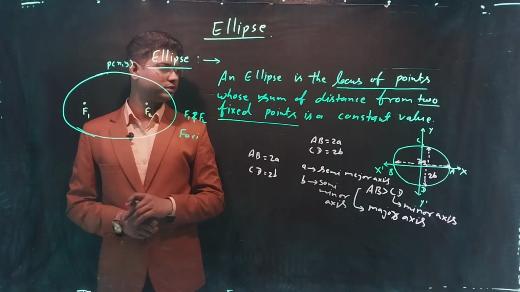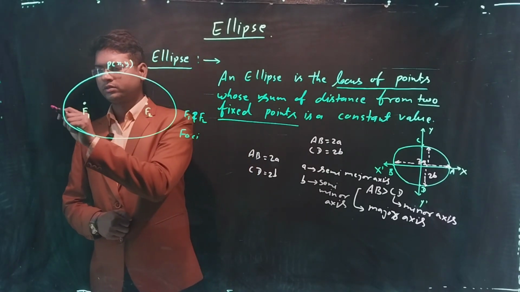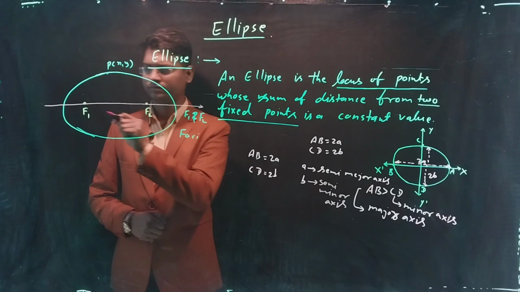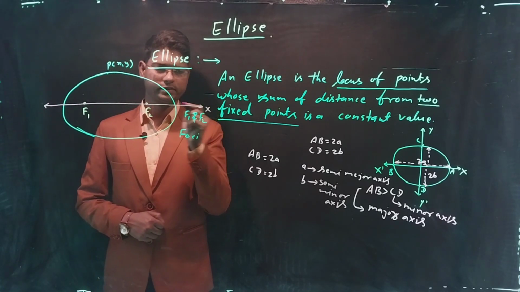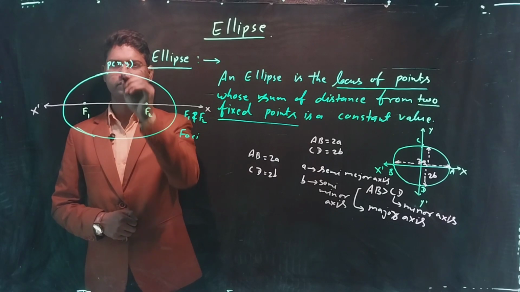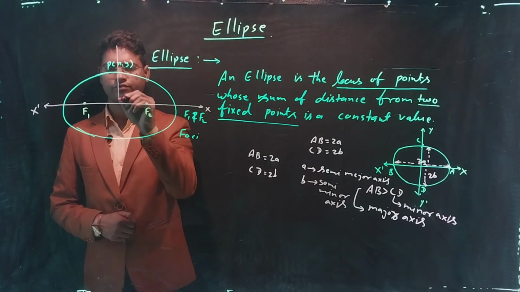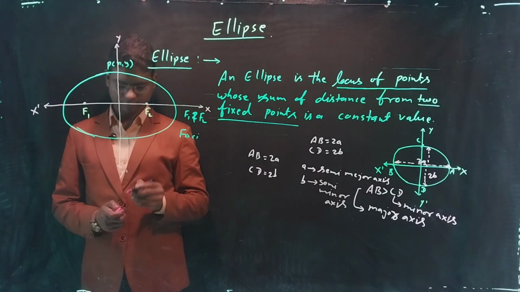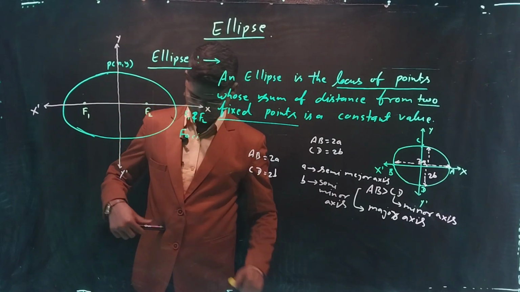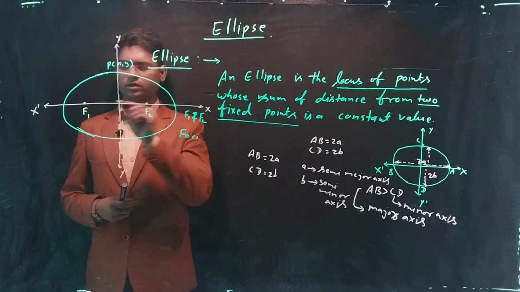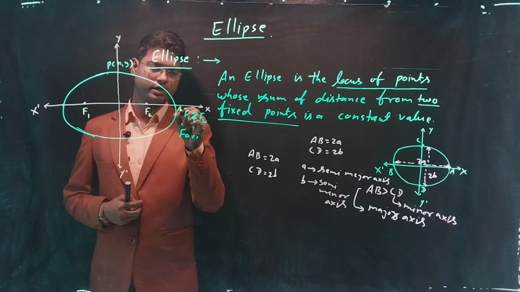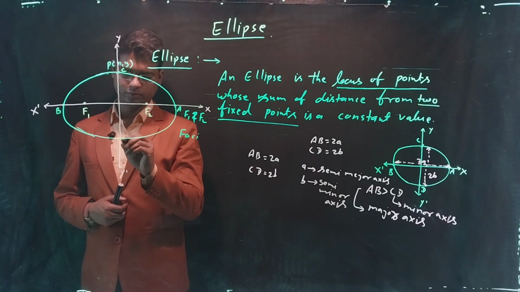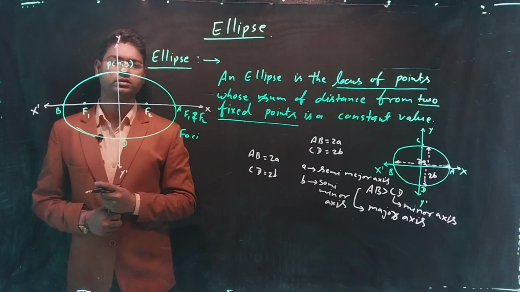Students, this is our ellipse, and this is the x-axis which is passing through the foci of the ellipse. This is our x-axis, x dash, and this is our y-axis, which is y dash. Now let's put some points on the ellipse: A, B. This point is C, this point is D.